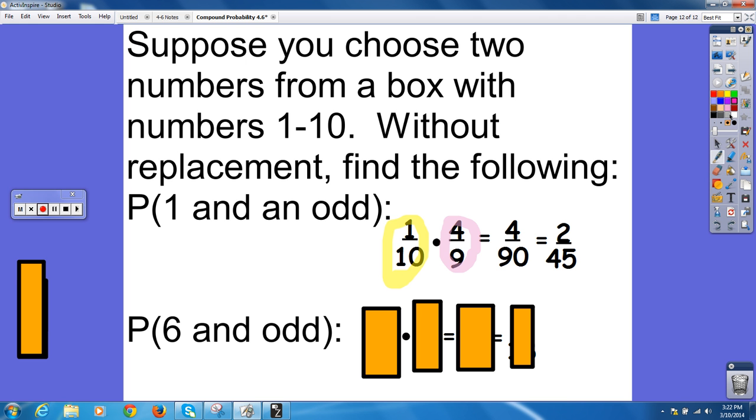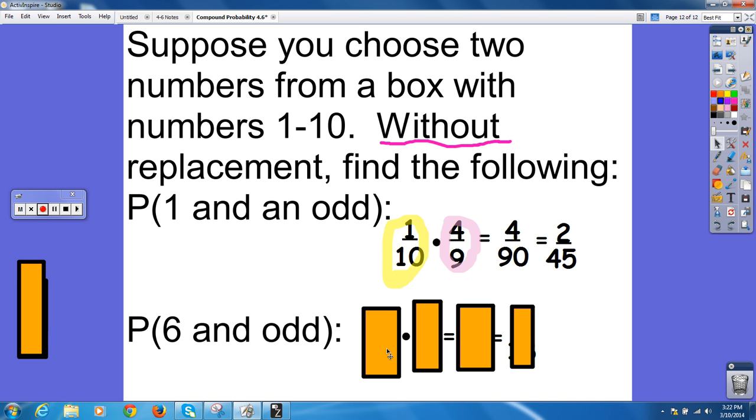All right, I want you to try the next one on your own. Probability of choosing a 6, and then choosing an odd. Now, this is still dependent events, because we are not replacing. One thing I want you to keep in mind is that there are 10 numbers in the box, you choose one, and then there's going to be 9. What I want you to do is press pause until you're done working out the problem.